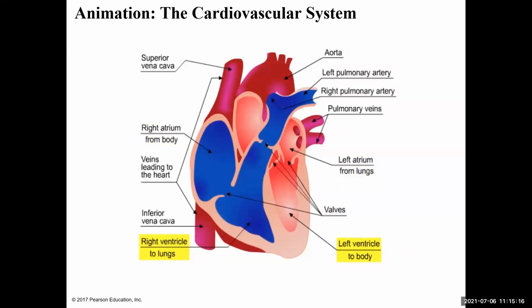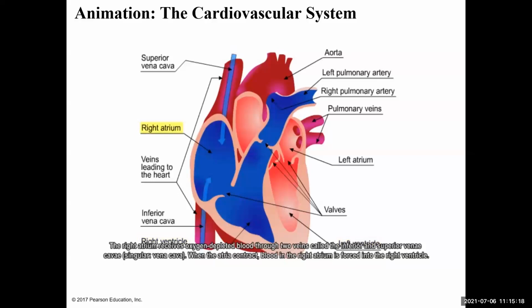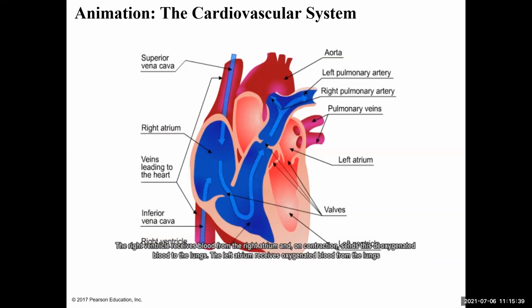the body. The right atrium receives oxygen-depleted blood through two veins called the inferior and superior venae cavae, singular vena cava. When the atria contract, blood in the right atrium is forced into the right ventricle. The right ventricle receives blood from the right atrium and, on contraction, sends this deoxygenated blood to the lungs.